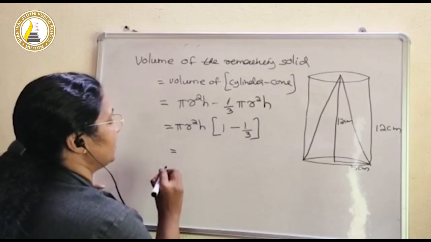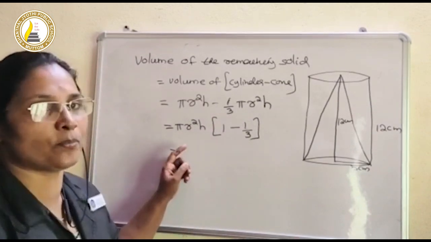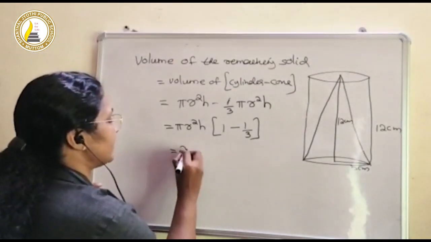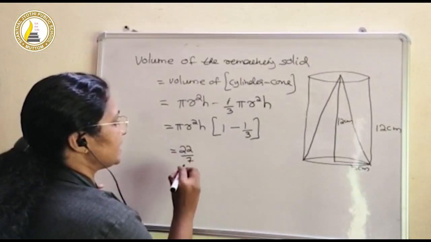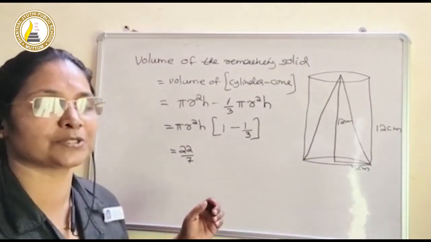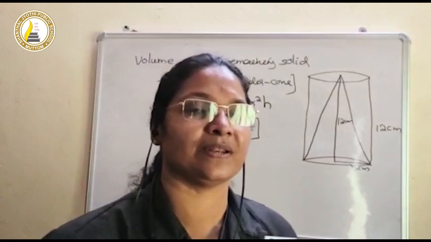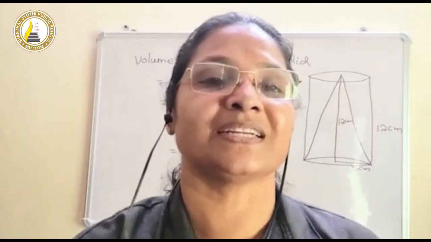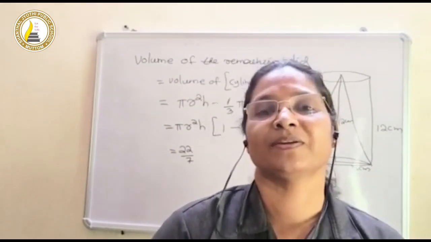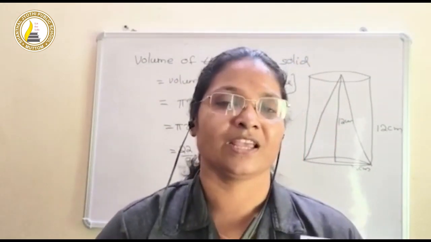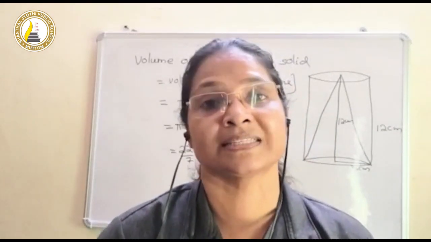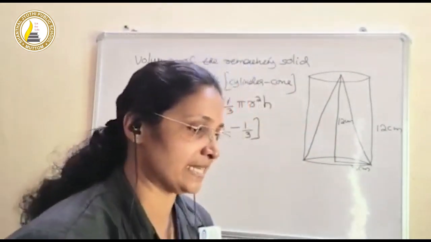Which value of pi can we consider? First we can take 22 by 7. Afterwards, if needed, we can change 22 by 7 to 3.14. When do we consider 22 by 7? If the numerator is a multiple of 7, we can consider 22 by 7. If the numerator is not a multiple of 7, we can consider the value of pi as 3.14 for easiness.